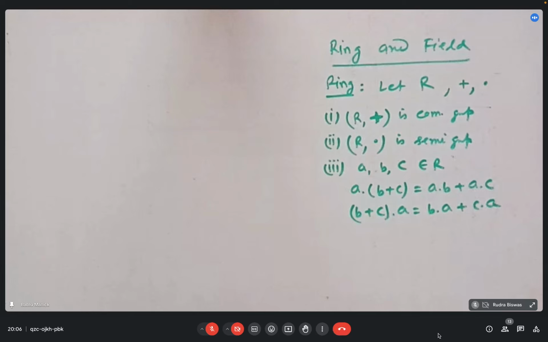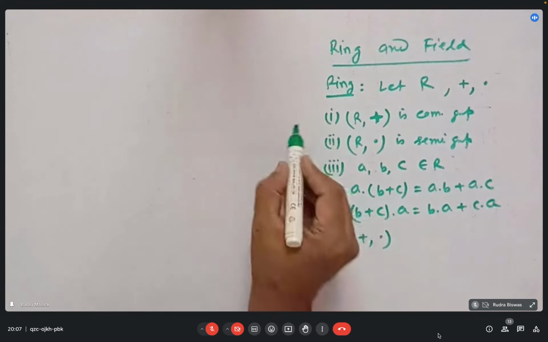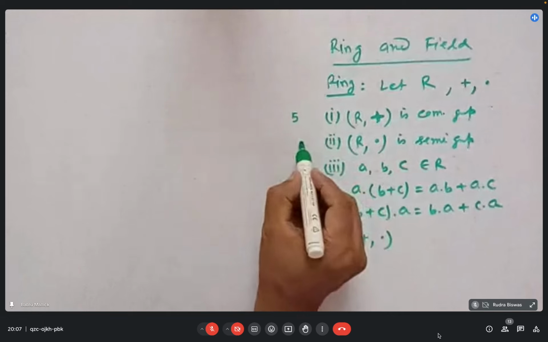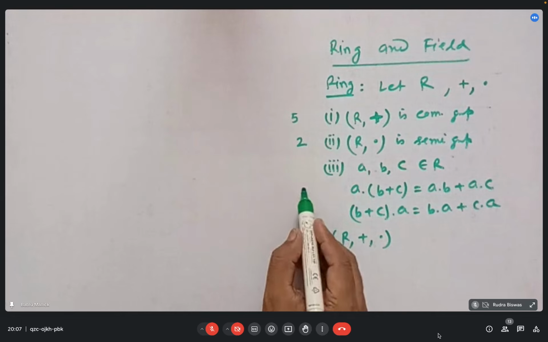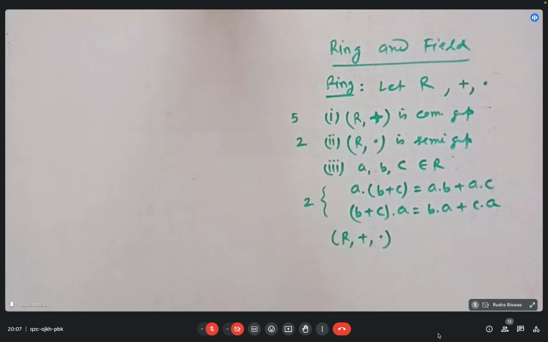Write, this ring is denoted by R comma plus comma dot. So actually there are 9 conditions. Commutative group means there are 5 conditions. Semigroup means closure and associative, so there are 2 conditions here. So the total number of conditions is 9.